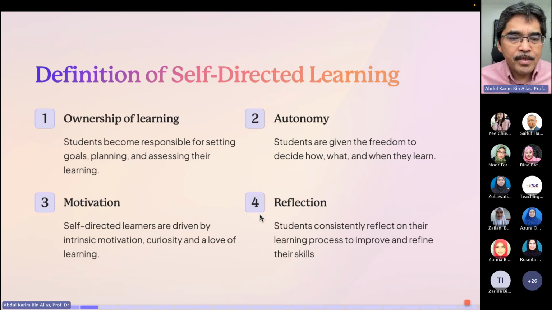To me, if all our students in the classroom are self-directed learners, that is the ideal situation. I don't think we can achieve that, but we should strive for that. So these are some of the elements of self-directed learning.